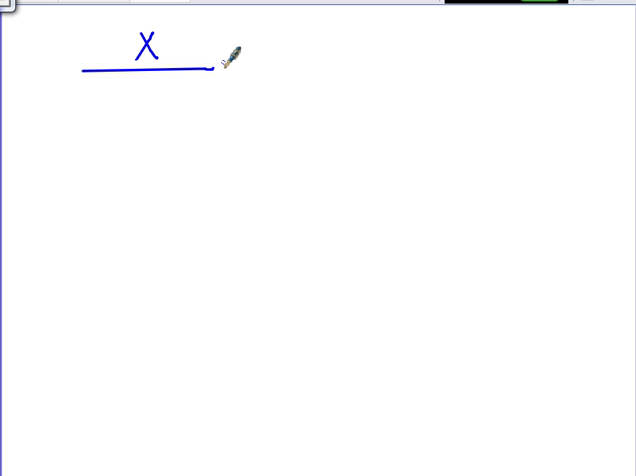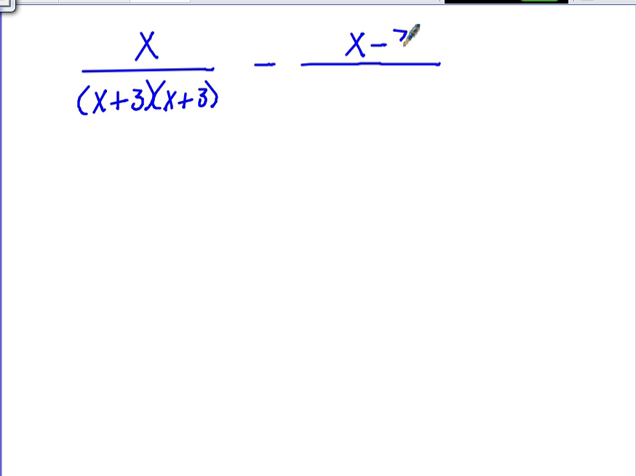X over x squared plus 6x plus 9. I'm going to go ahead and factor this as I'm writing it down. X over x plus 3 times x plus 3. That's always your first step when you're adding, subtracting. Factor all your bottoms. And then you have x minus 3 over x squared plus 5x plus 6, which is x plus 2 times x plus 3. I think this one's actually in your notes.